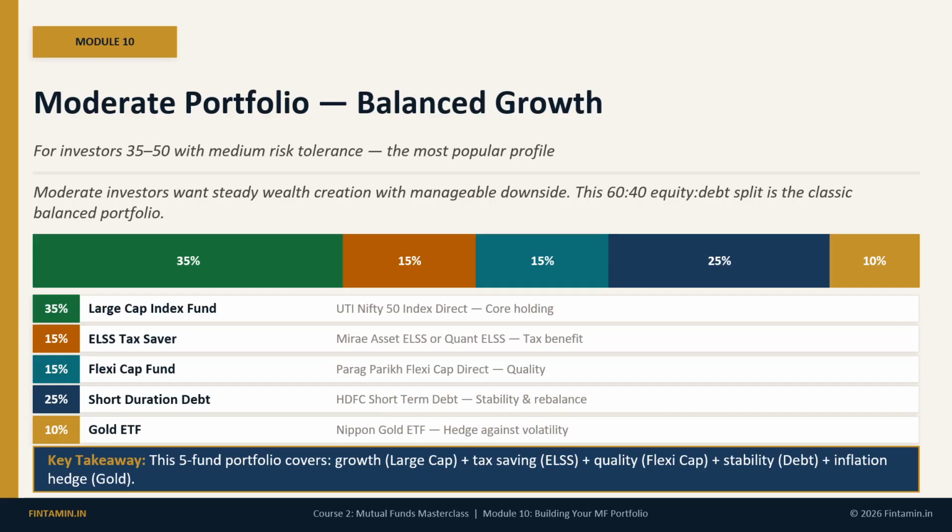This is a 65 to 35 equity to debt split. Expected return 10 to 12% CAGR. Maximum drawdown in a severe correction 20 to 30%. But recoveries are faster with the debt cushion providing ammunition to rebalance.